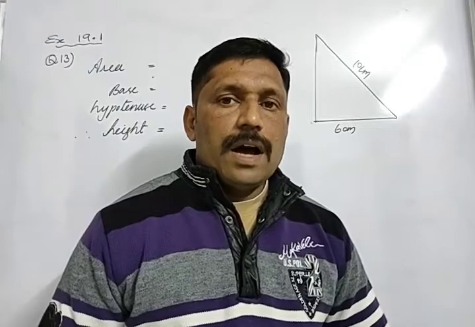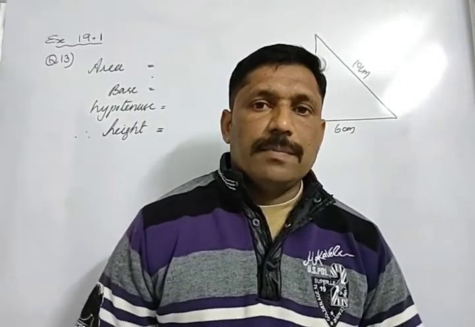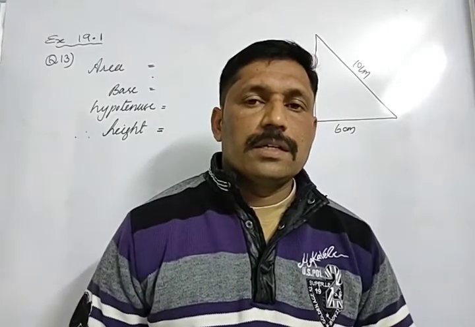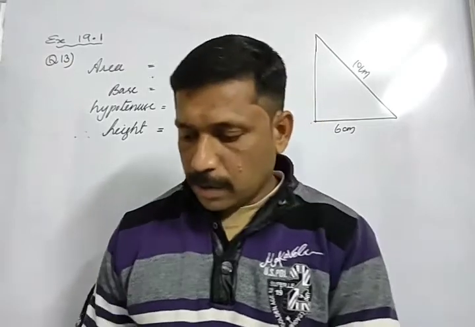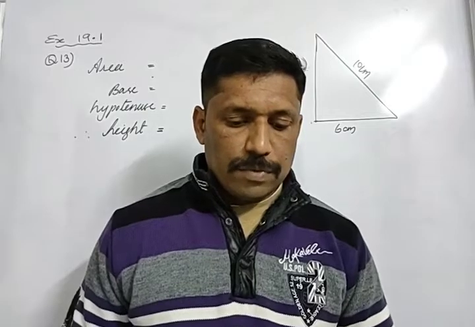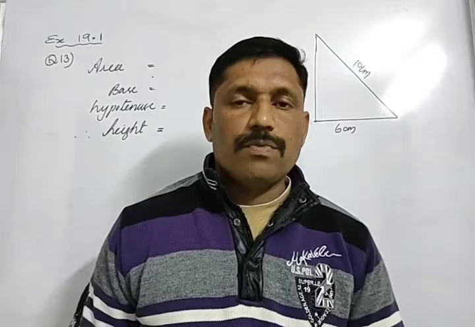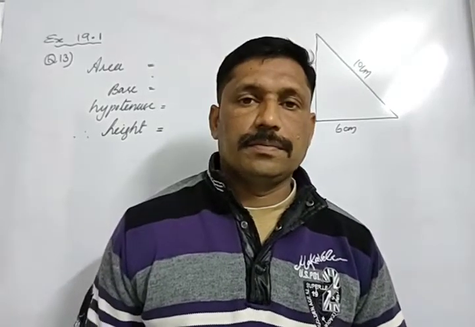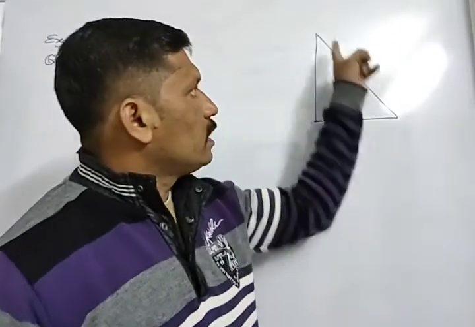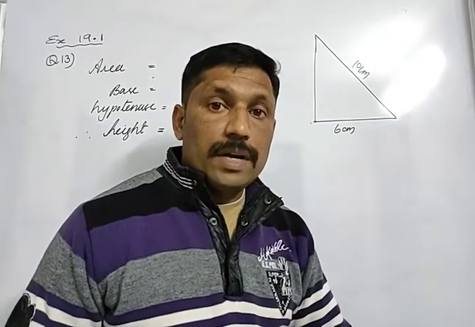Dear students, today we are going to discuss the remaining questions of exercise 19.1. We have completed up to the 12th question, and the 13th question we are doing now. I am going to read this question. If the base of a right angled triangle is 6 cm and hypotenuse is 10 cm, find the area of that triangle. Here in this question, the base is given, that is 6 cm, and the hypotenuse is given, that is 10 cm. We want to find out the area.